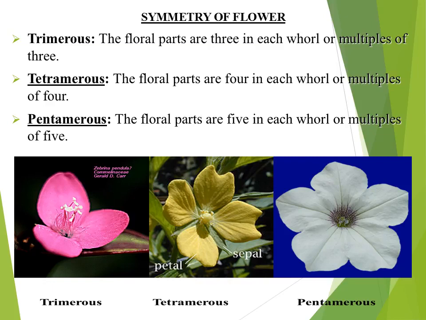Now the symmetry of the flower: trimerous, tetramerous, and pentamerous. Trimerous condition means the number of petals or sepals is 3, 1, 2, 3 petals, or multiples of 3. This type of plant is known as trimerous. Tetramerous, 4 petals or 4 sepals or multiples of 4. Pentamerous, 5 petals or 5 sepals or maybe multiples of 5, known as pentamerous.